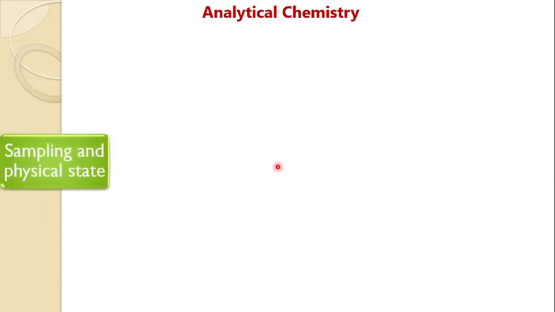Then we go for the sampling. In analytical chemistry, sampling is the most important point because all the analysis depends on the sampling. If you cannot collect the appropriate sample, then your whole analysis is wrong. Among the stages in chemical analysis we saw previously, the representative sample is most important because all the steps depend on that representative sample.